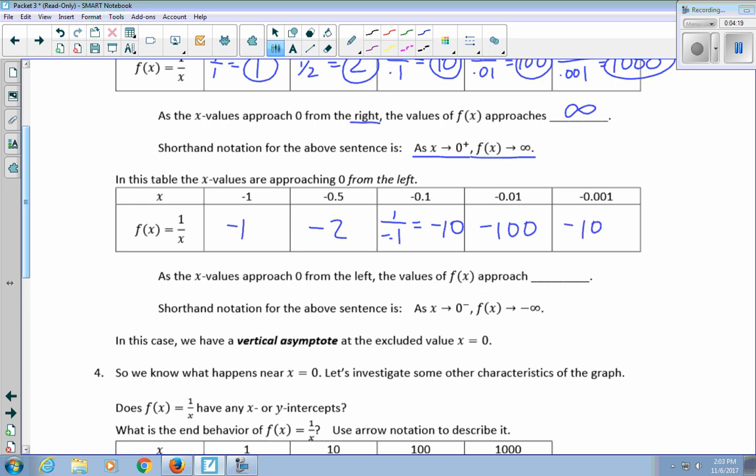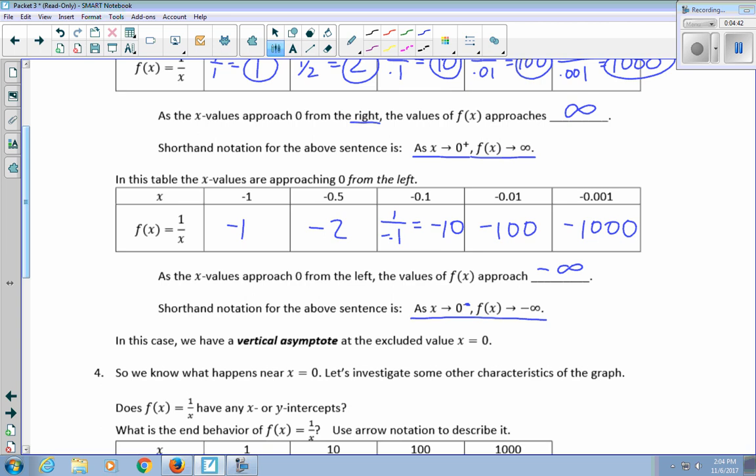-100, -1,000. As the x values approach 0 from the left, the values of f of x approach -infinity. They're getting bigger and bigger and bigger in the negative direction. So this is my shorthand for that sentence. As x approaches 0, this little negative sign up here means from the left, f of x approaches -infinity.